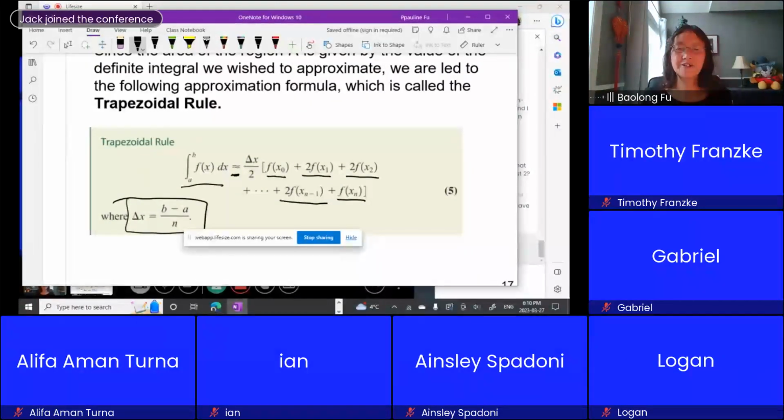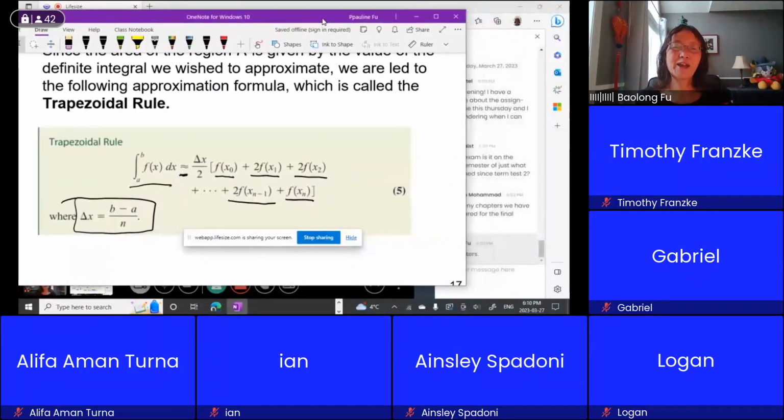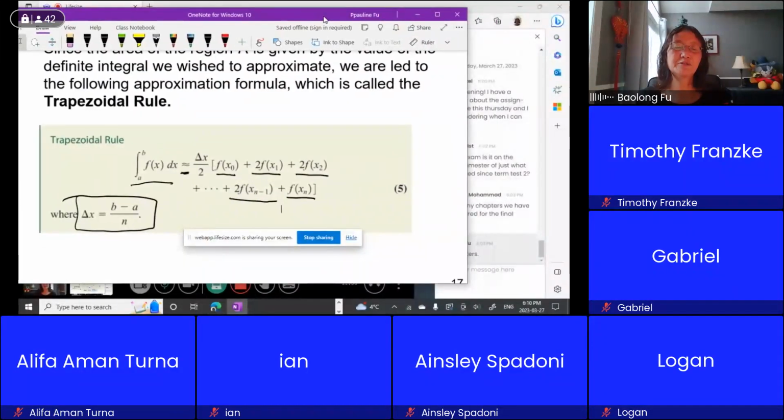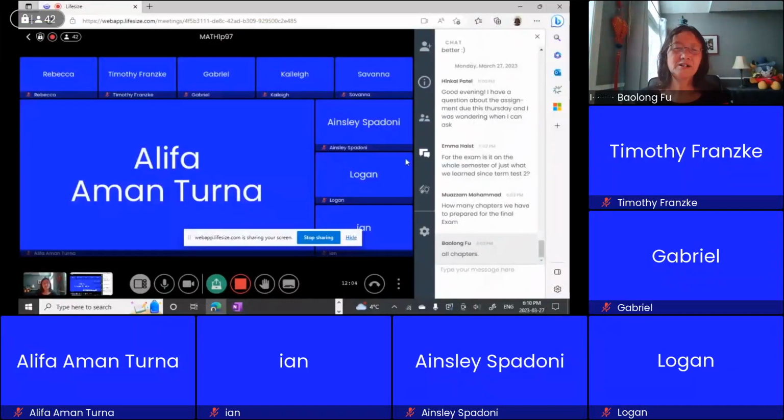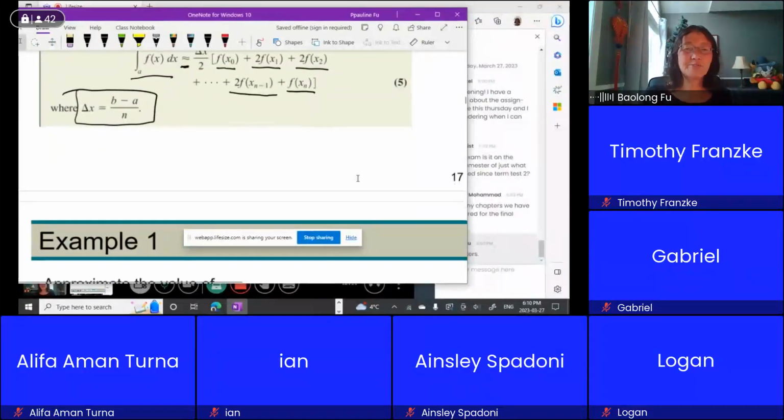So any questions so far? Why do we use this method? Because we cannot find some antiderivatives, so we have to look for an approximation. Okay. No questions so far. Okay, let's look at an example.